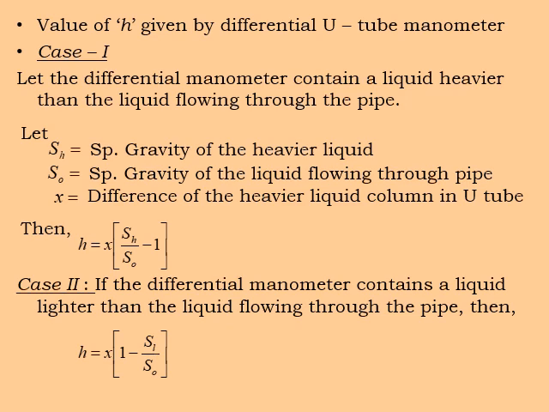S of L is the specific gravity of the lighter liquid. The manometer contains the lighter liquid, and the heavier liquid is flowing through the pipe.